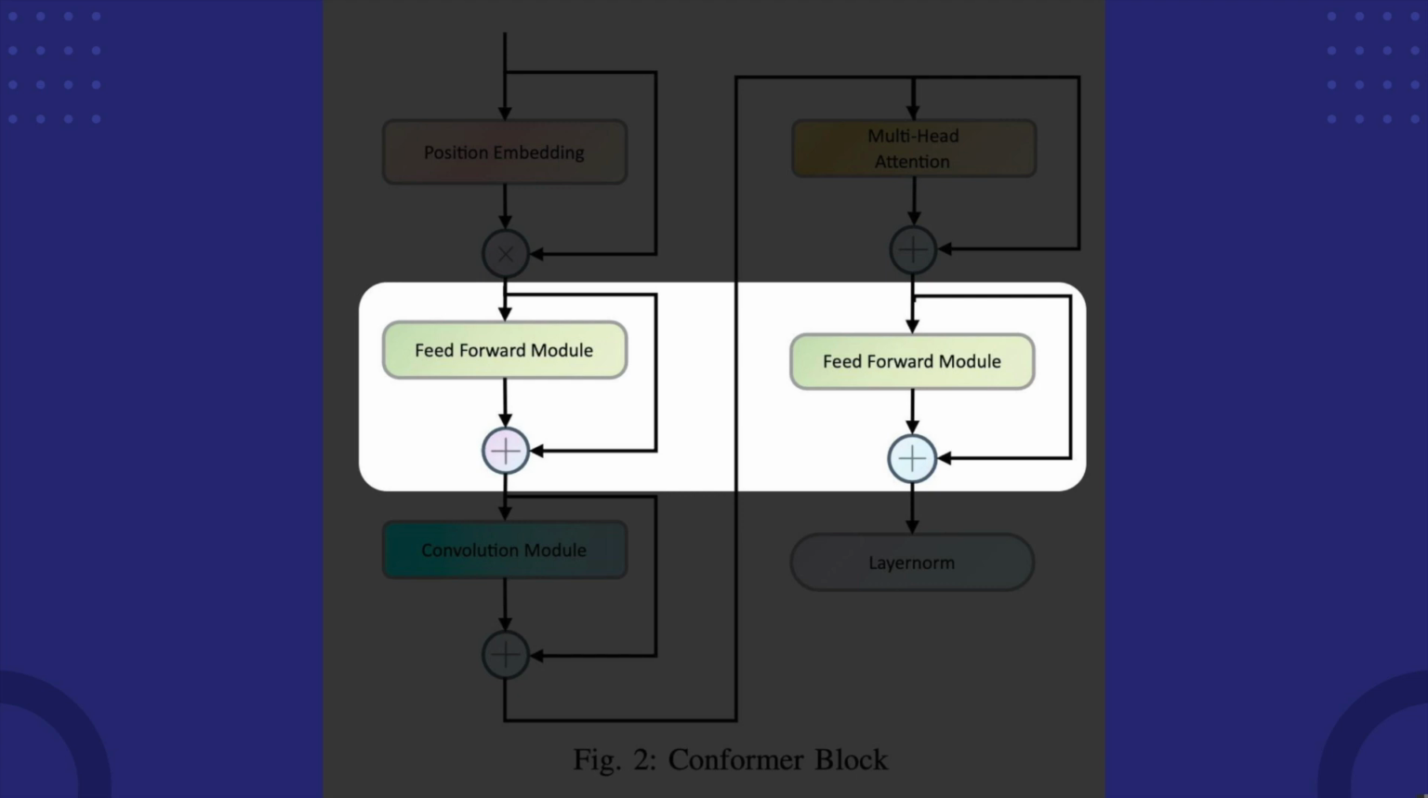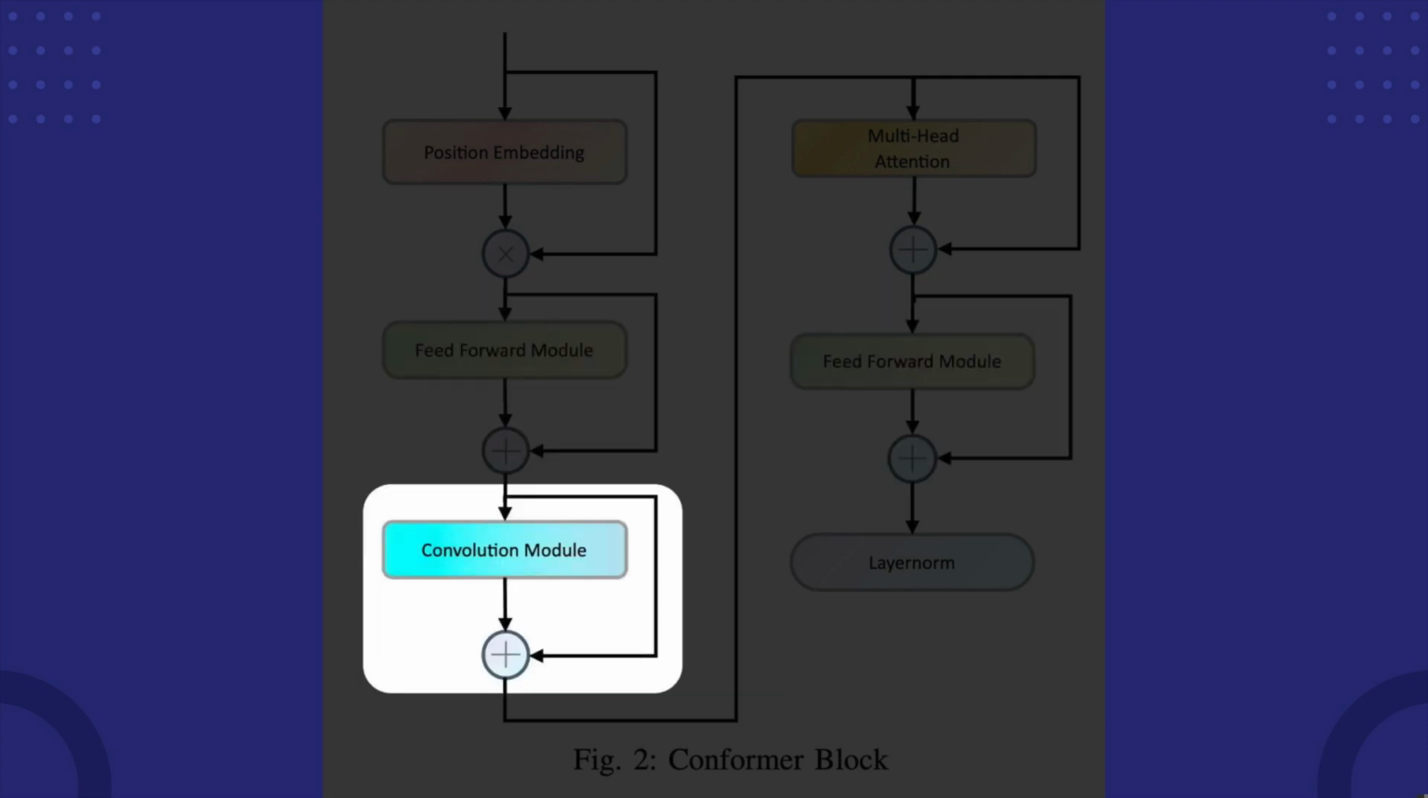These consist of linear layers that introduce non-linearity into the network, allowing it to capture complex relationships between the features extracted by the attention mechanism. Unique to the conformer architecture, the convolution module is included to capture local dependencies. Conventional transformers do not have this feature.